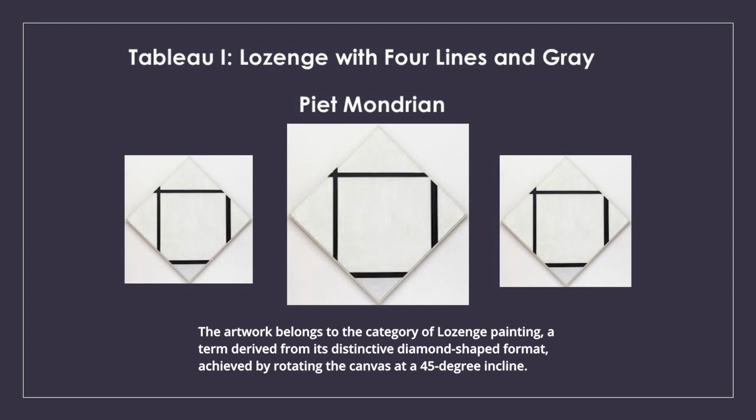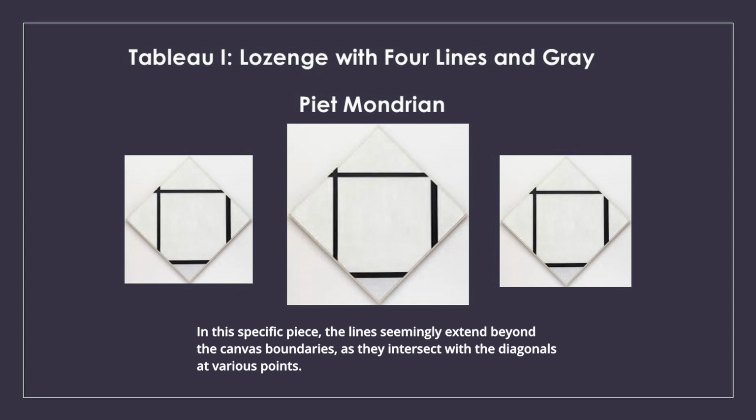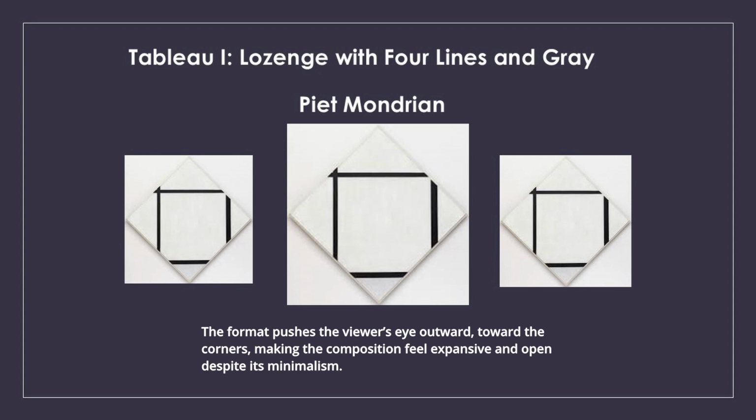The artwork belongs to the category of lozenge painting, a term derived from its distinctive diamond-shaped format, achieved by rotating the canvas at a 45-degree incline. The artist explains that this rotation preserves the intended balance of the grid, while the 45-degree tilt facilitates the creation of longer lines. In this specific piece, the lines seemingly extend beyond the canvas boundaries, as they intersect with the diagonals at various points.